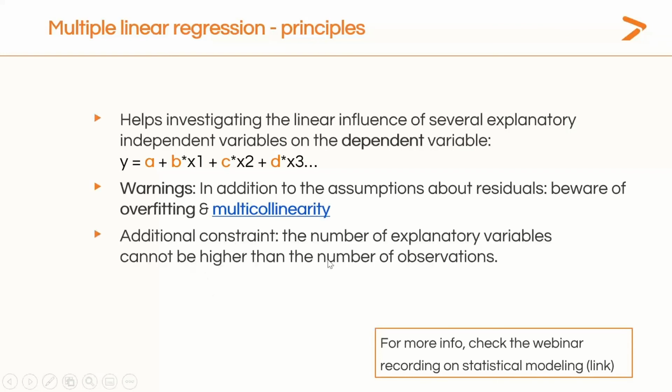There's an additional constraint. The number of explanatory variables or of independent variables cannot be higher than the number of observations. So the number of independent variables cannot be higher than the number of patients. Otherwise, the classic multiple linear regression won't work. But there are other techniques, which I won't be talking about today, which are adapted to these particular situations.